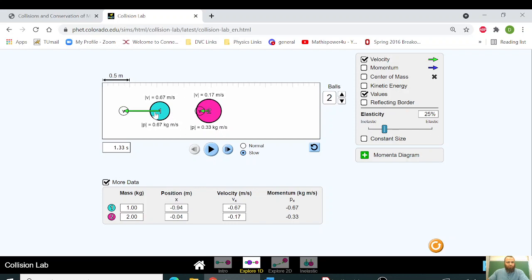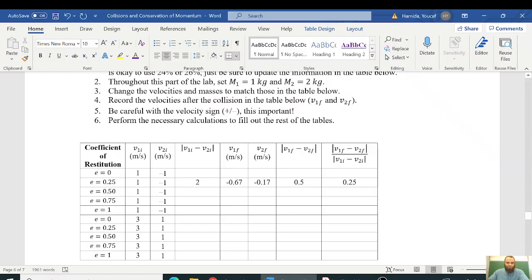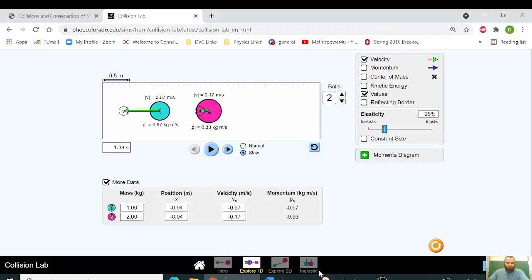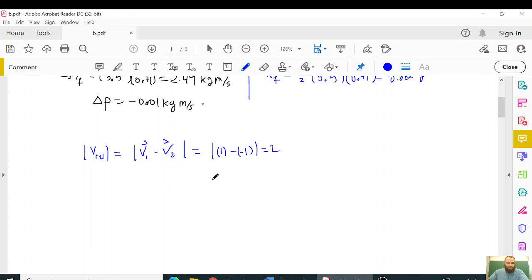Notice now both of them are moving to the left, so both of them will have negative velocities. V1 after collision is 0.67, but it's negative because it's to the left, and this one is 0.17 and it's to the left. So let's record them. Negative 0.67 and negative 0.17. What's the relative velocity after collision? Well, you will have negative 0.67 minus, put absolute values here.